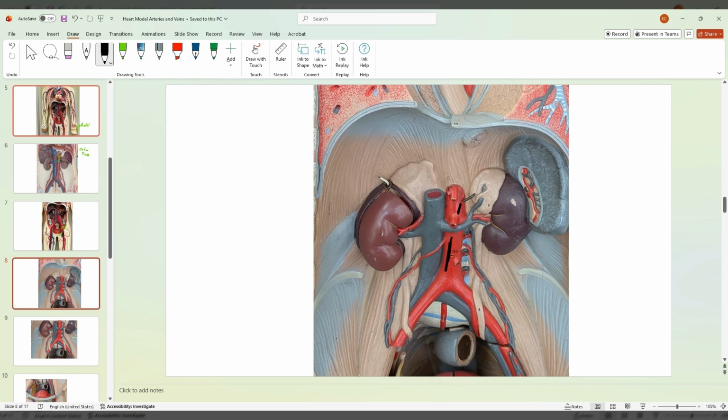This vessel that goes down and down like this, that's the abdominal aorta. Remember, if it's inferior to the diaphragm, it has to be abdominal aorta. This is just a piece of the thoracic aorta up there. In any case, this is the inferior vena cava.